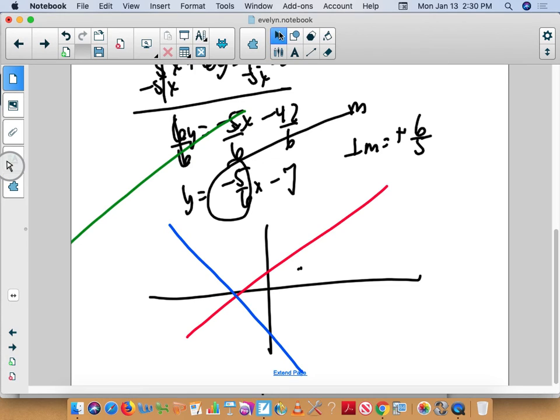Supposedly, if I'd drawn that at a 90-degree angle. Does it matter if they have the same y-intercept? Do you see it's still perpendicular? Yeah. So with the perpendicular line, the y-intercept doesn't matter. Okay? All right, let's move on for now, so that we can get done what I want to today.